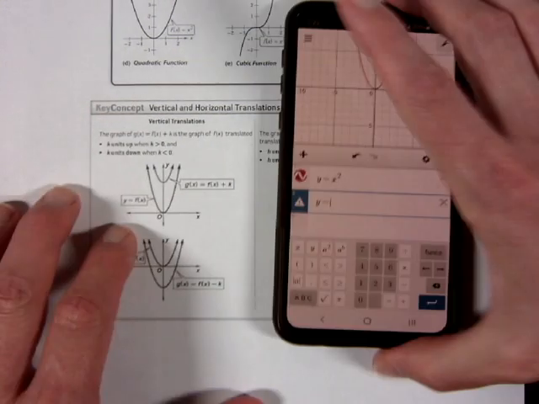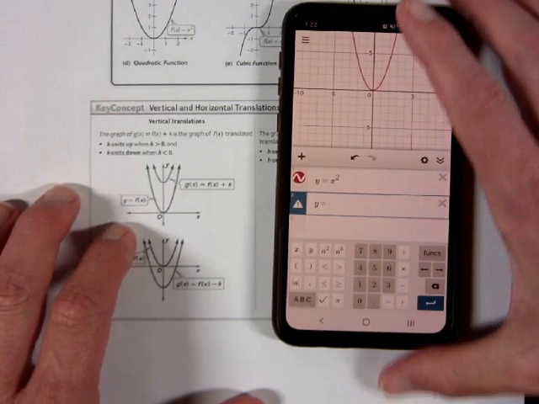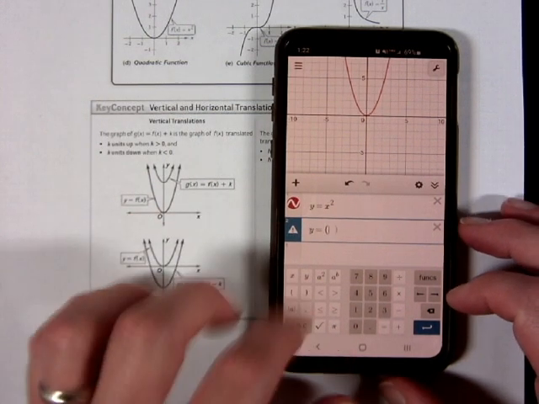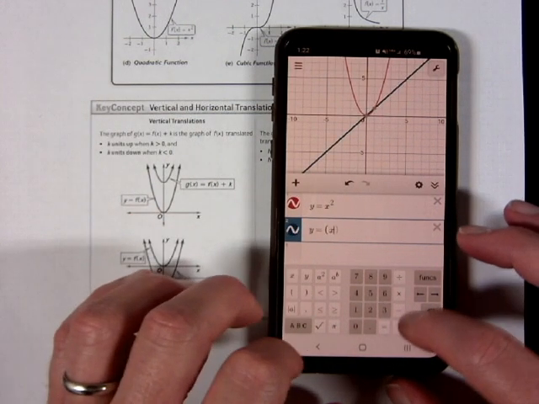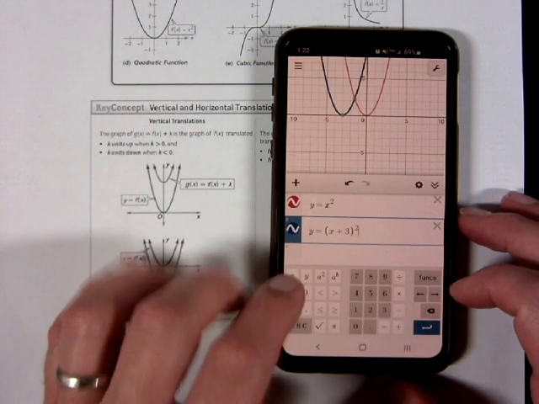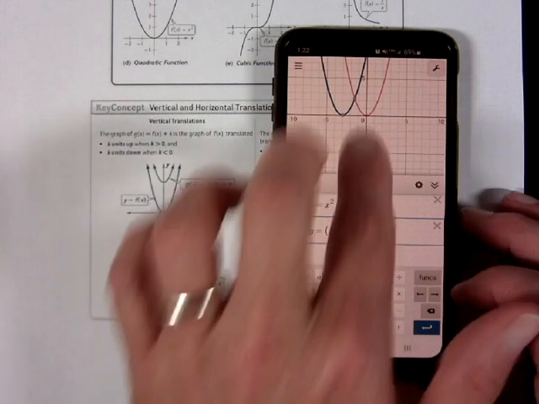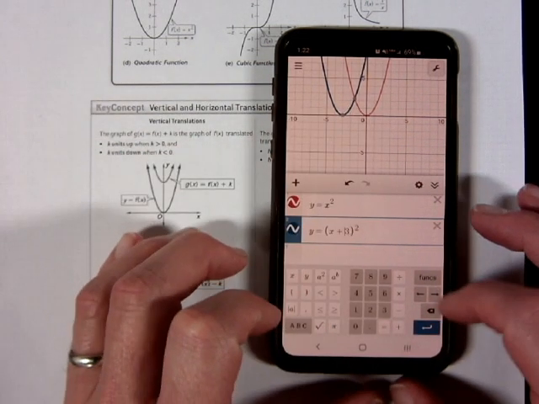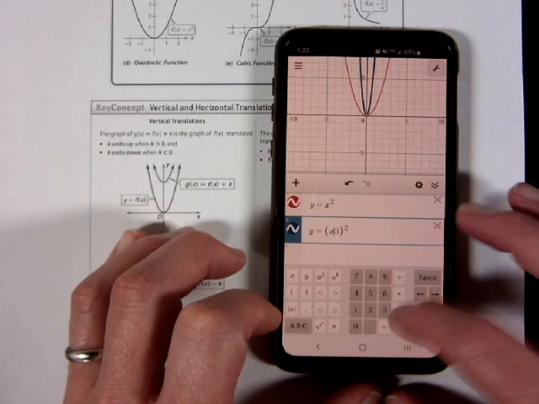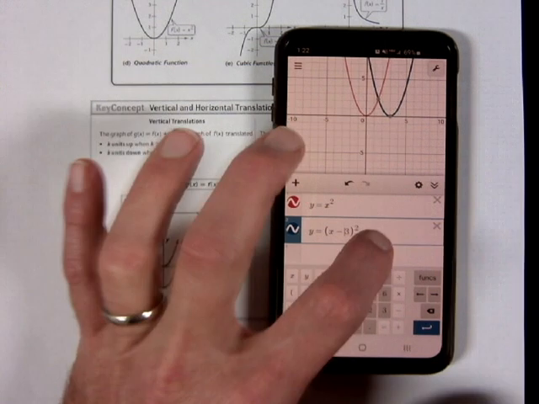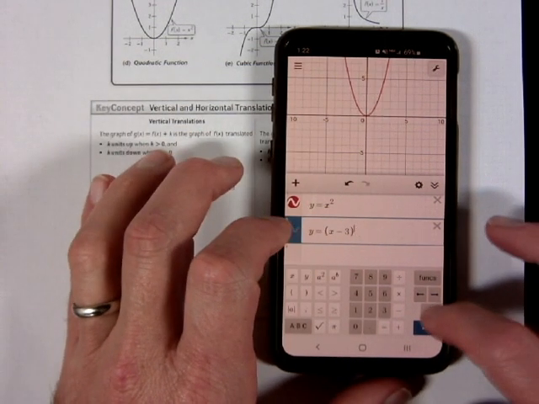So to illustrate that, we'll come back here. We can use the parent function again. This time I'm going to open a set of parentheses and go x plus 3, close it off and square it. And notice when I add 3 directly to the x, it shifts it over to the left by 3 units. And you know what's going to happen if I change this to minus 3? It's going to shift it over to the right by 3 units. All right, so that's horizontal shifting.